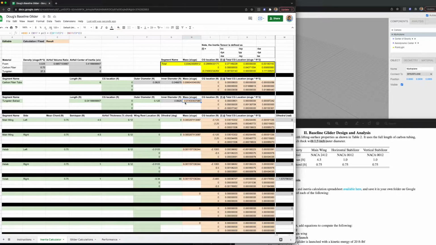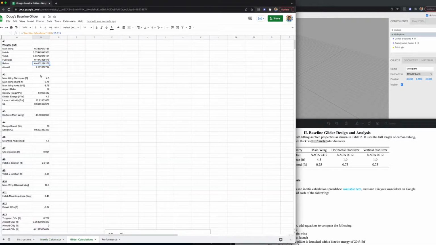So this is the mass of the tungsten ballast. It's got an inner diameter that we can't touch. That inner diameter is just big enough to slide on the outer diameter of the carbon fiber tube, so those two are equal. And then this is our mass, the 0.014. So we take that over and multiply it by gravity, and we get 0.46 pounds. So we got about a ½ pound of ballast there.